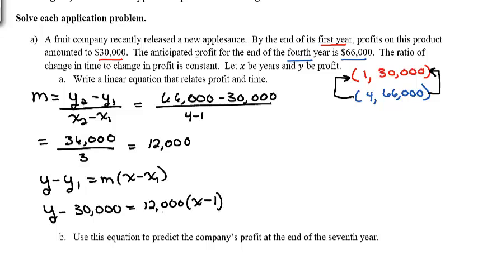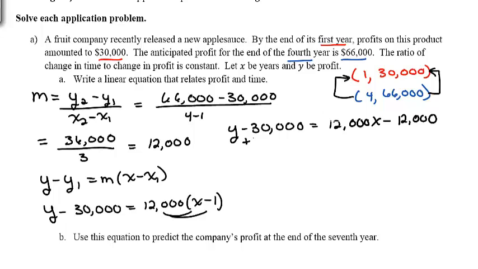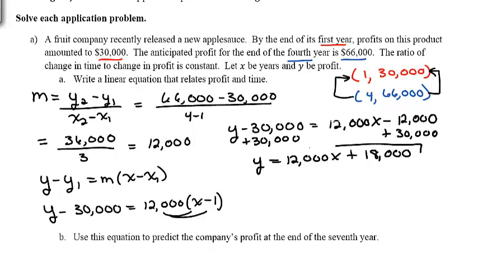Now we need to solve this for y, so I'm going to distribute my 12,000. That gives us y minus 30,000 equals 12,000x minus 12,000. And then we want to add the 30,000 to both sides. And that gives us y equals 12,000x plus 18,000. So there's the equation of our line.